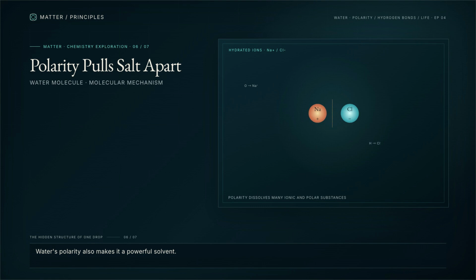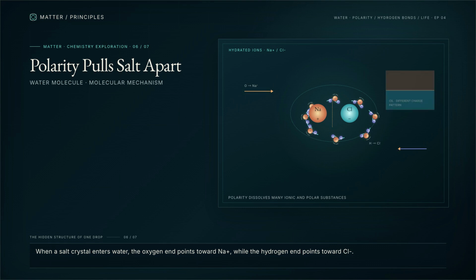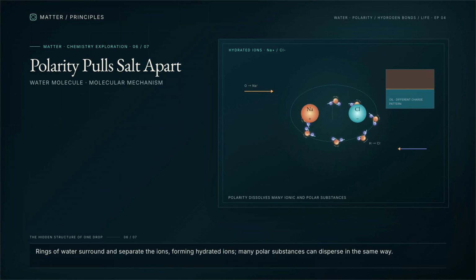Water's polarity also makes it a powerful solvent. When a salt crystal enters water, the oxygen end points toward Na+, while the hydrogen end points toward Cl-. Rings of water surround and separate the ions, forming hydrated ions. Many polar substances can disperse in the same way. But water is not a universal solvent. Oil does not carry the same charge pattern, so the two liquids separate.